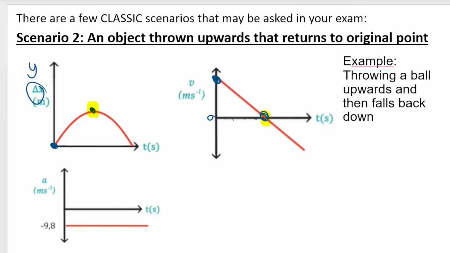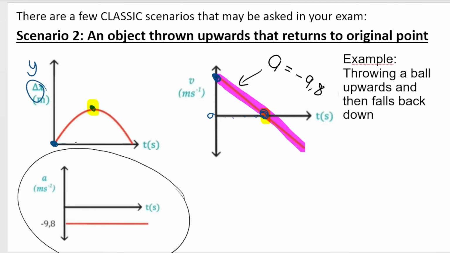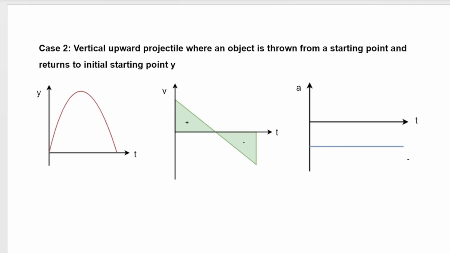But as you can see, once again, the velocity versus time graph is a straight line. Take note, is this an increasing or decreasing line? It's a decreasing line, which means it has a negative gradient, which means that acceleration is negative. And if you take a look at your acceleration versus time graph, that makes sense. Acceleration is negative 9.8.